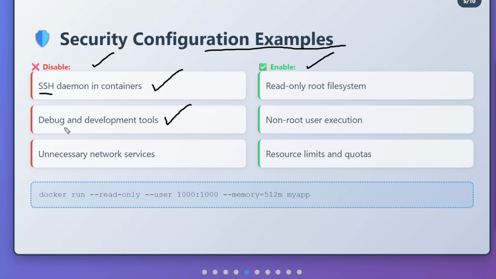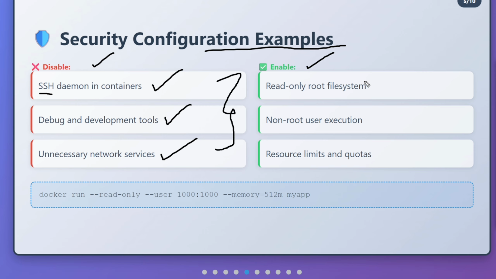So better to disable them, and if not, the attackers can use them to download external malware or expose your systems to the outside world. And the next point was we need to disable unnecessary network services. We need to make sure to turn off the services that aren't required. Every open port or background service is a potential entry point for attackers. So these are the things that need to be disabled.